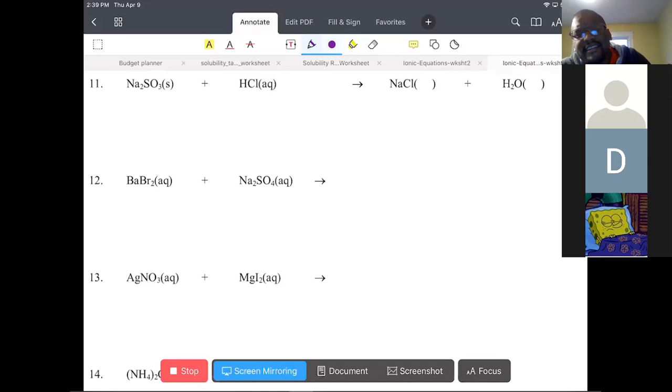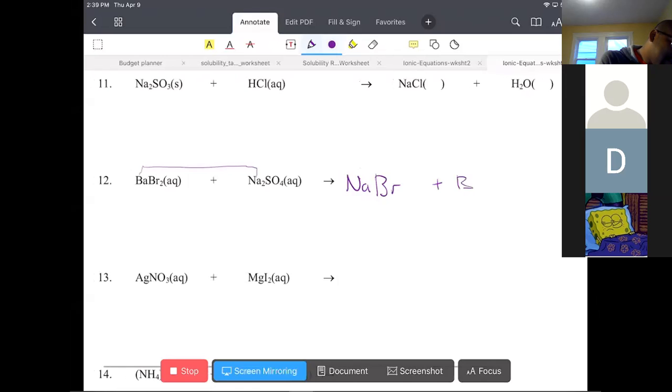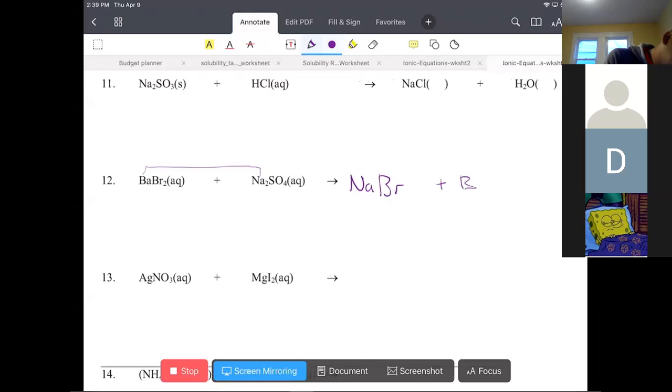This one will test your ability to predict the products. To predict the products, we want to make sure that we realize that the Ba and the Na2 are going to switch. And so you want to make that switch. So we have NaBr plus barium and the SO4. When we stick them together, what do we have to do?